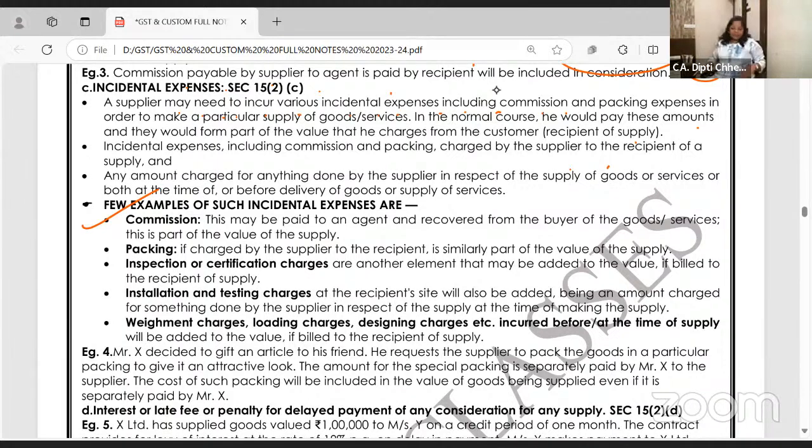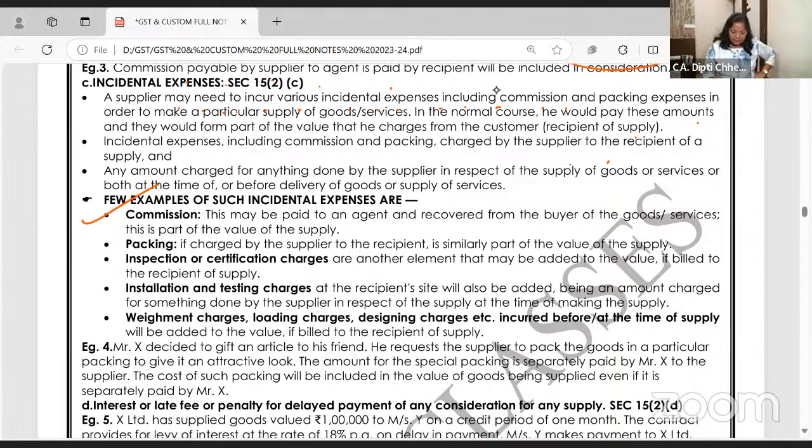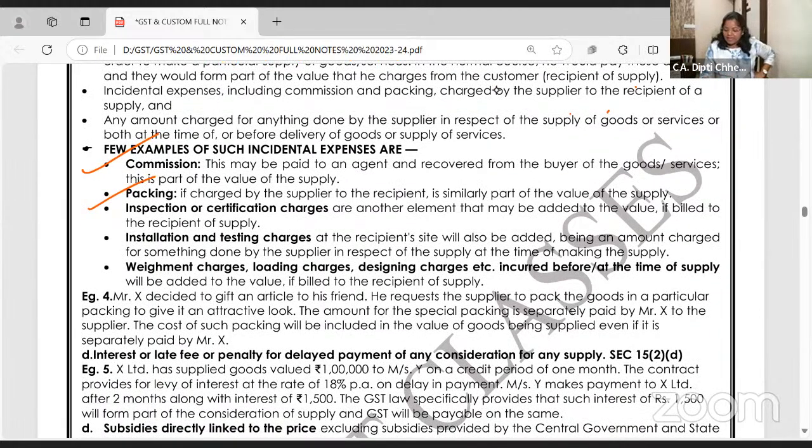Commission. This may be paid to an agent and recovered from the buyer. Or packing. Sometimes you're always selling the goods at 10 per packet. Okay. But I'm saying, no, no, no.